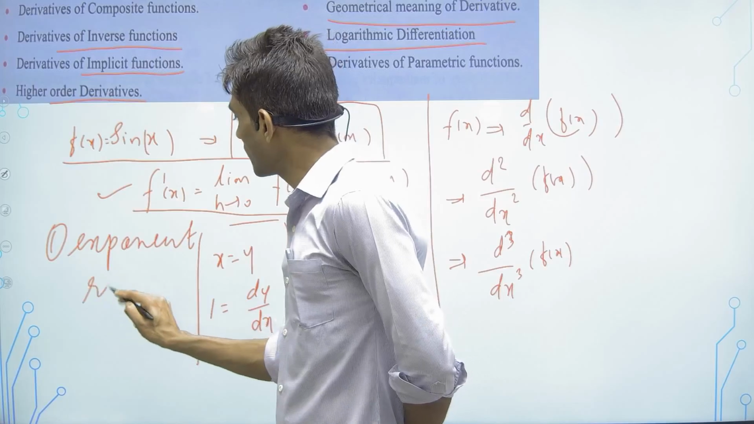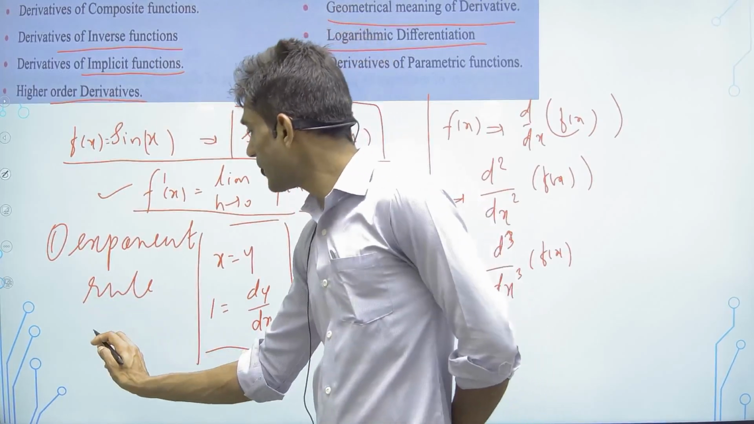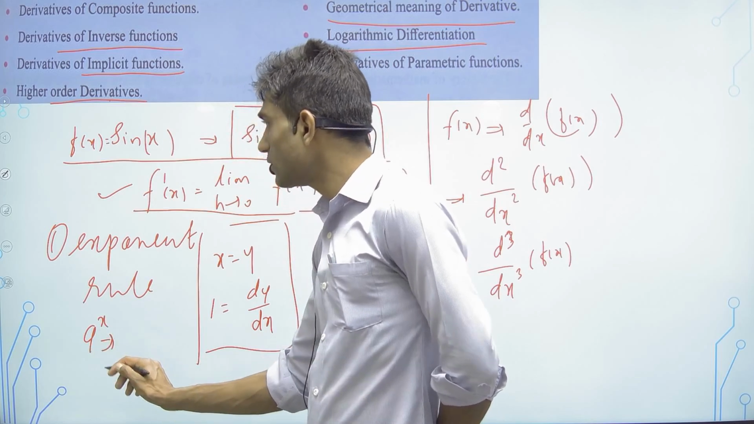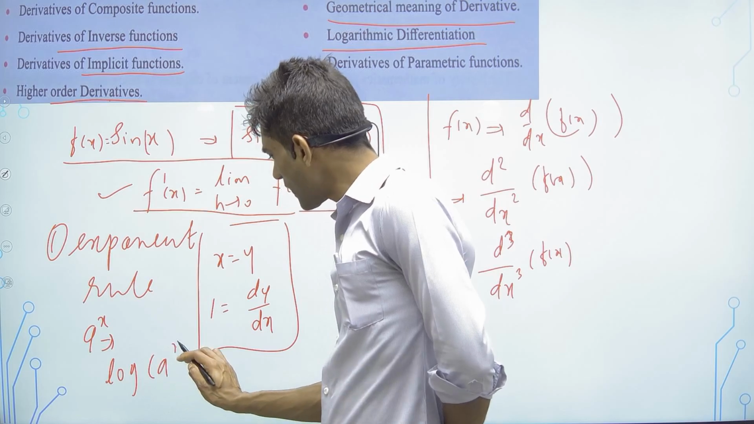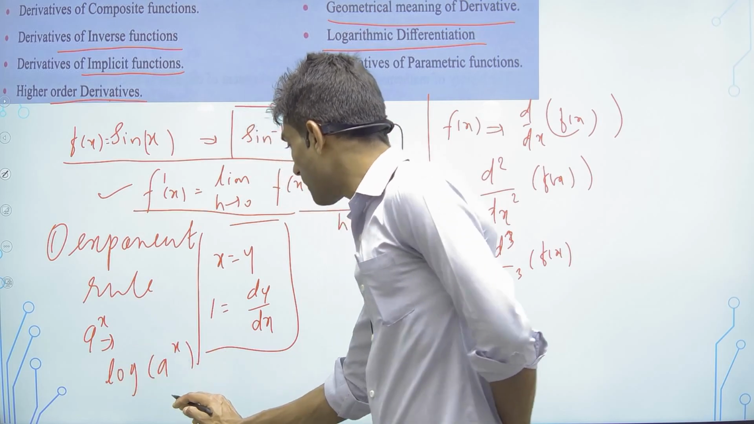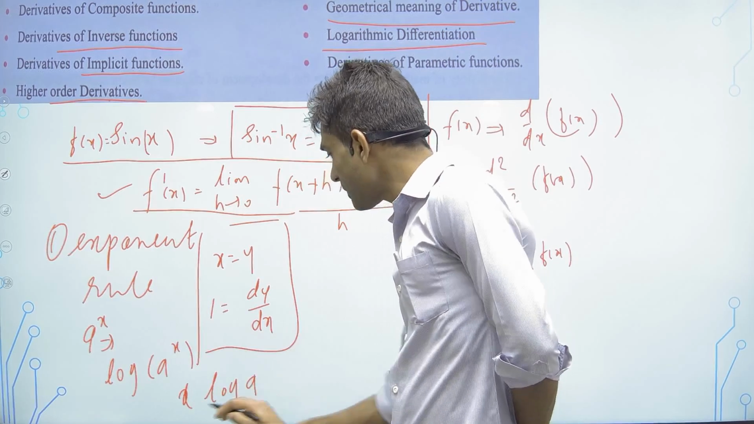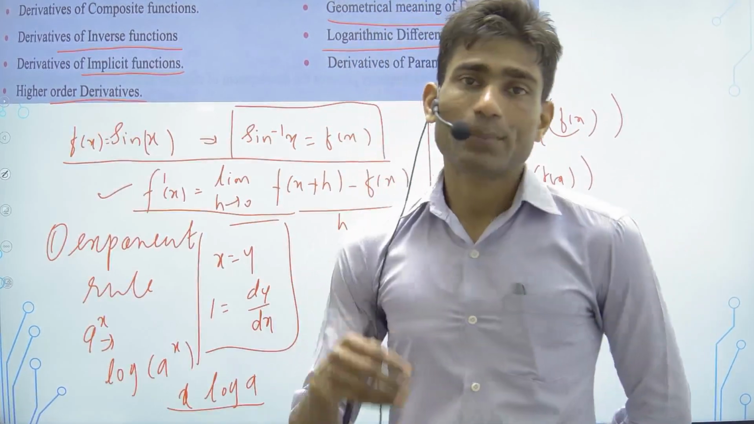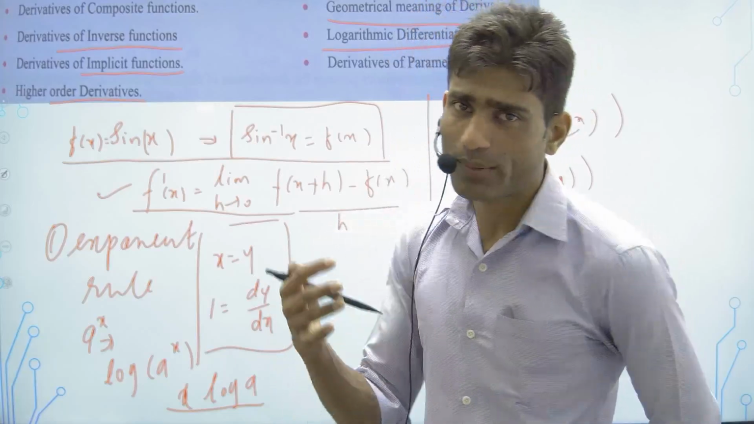The exponent rule says that whenever we have a to the power x, after applying log, log of a to the power x, we take that x up from here: x into log of a. So this one is the exponent rule for logarithm. After that we have the logarithmic rules for addition, subtraction, multiplication and division.